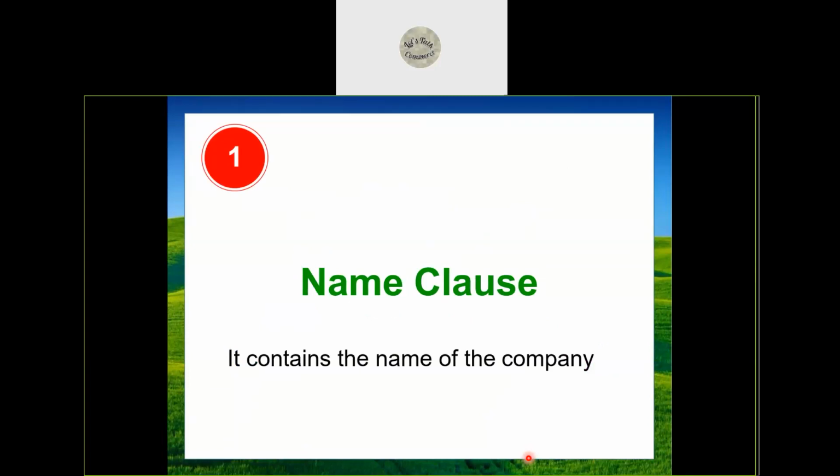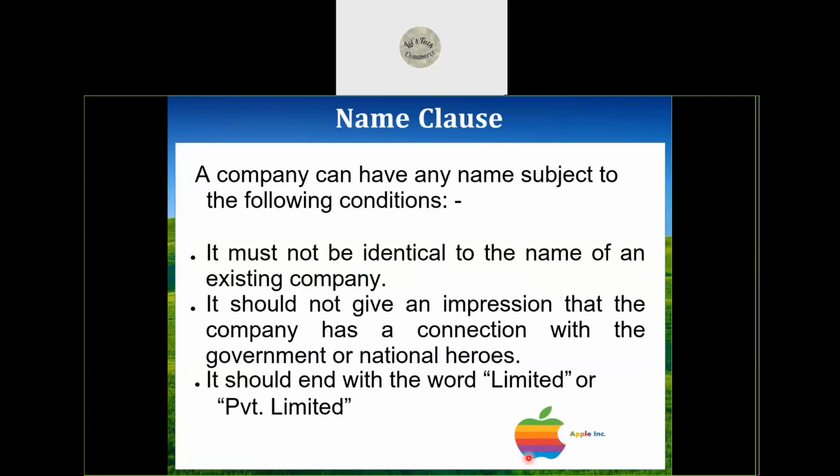First is the name clause. It contains the name of the company. Memorandum of Association में company का नाम लिखा होता है. This clause contains the name of the company. The proposed name should not be identical or similar to the name of another existing company, which we have already discussed while doing the promotion stage.